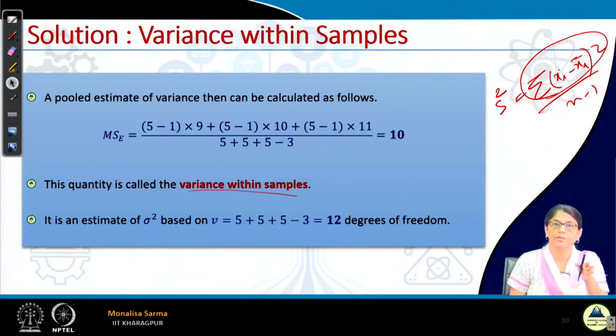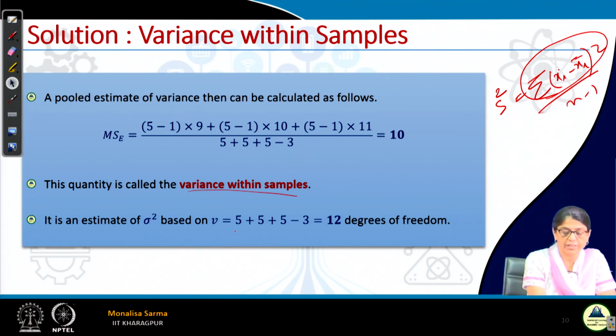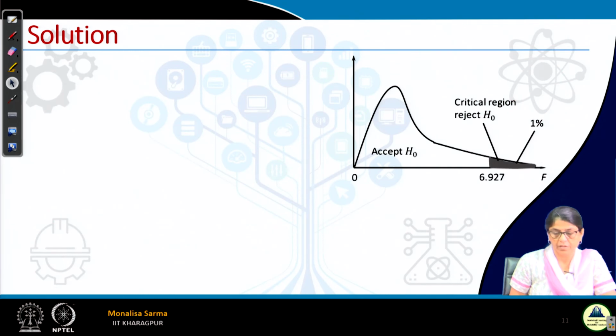Sorry, small n is the sample size. Capital N means the sum of all the sample sizes. So, the degrees of freedom here, with a total number of items of 15 minus 3, is 12.